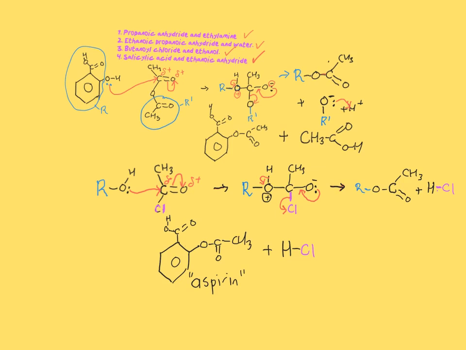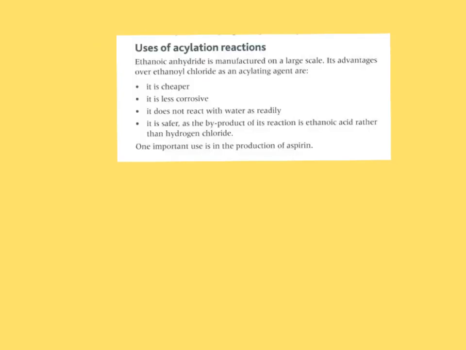Also, acyl chlorides, as you'll see in the next video, react violently and the reaction is less controllable. So the preferred reagent is ethanoic anhydride rather than ethanoyl chloride when making your aspirin. So really, to summarise, ethanoic anhydride is manufactured on a massive scale for acylation, and often in exams you'll be asked, why is it chosen? What's the justification for using it over ethanoyl chloride?